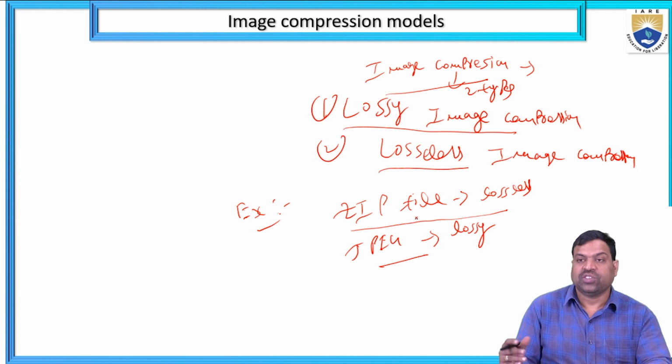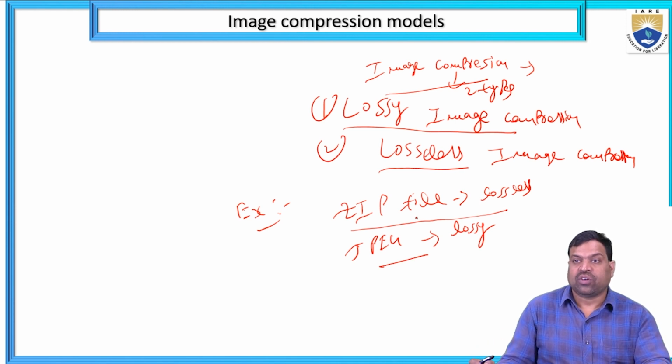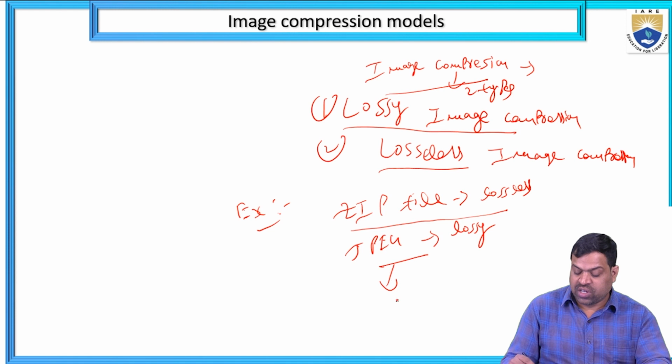Why? Because a GIF file has security, but a lossy image such as JPEG may have noise occur, and we need to use filters.